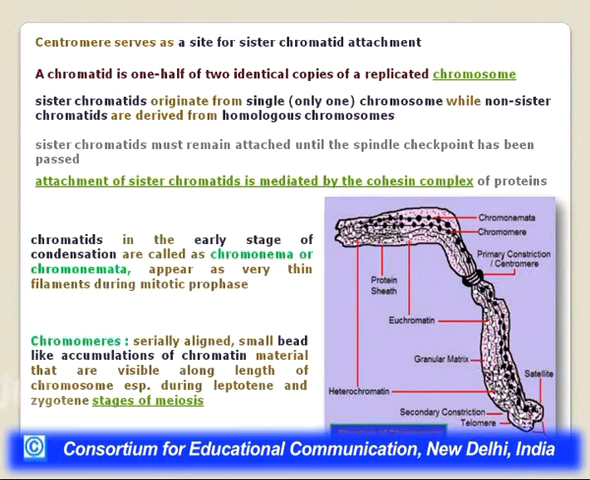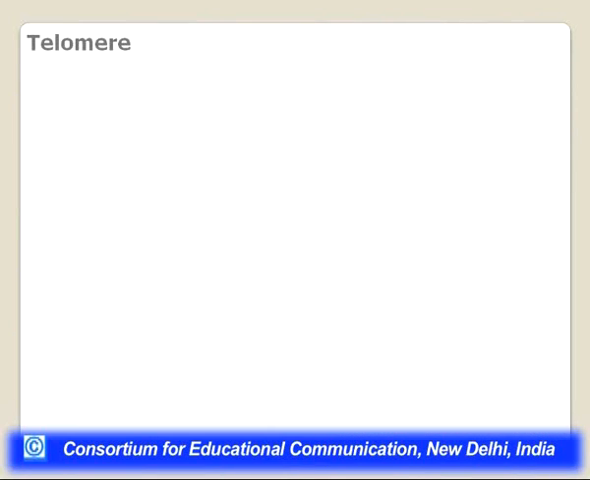These are some of the terms which are used. The chromonemata: the chromatids in the early stage of condensation are called chromonema. Chromomeres are serially aligned small bead-like accumulations of chromatin material that are visible along the length of the chromosome, especially during the zygotene stage of meiosis. So, that is how the metaphase chromosome looks.